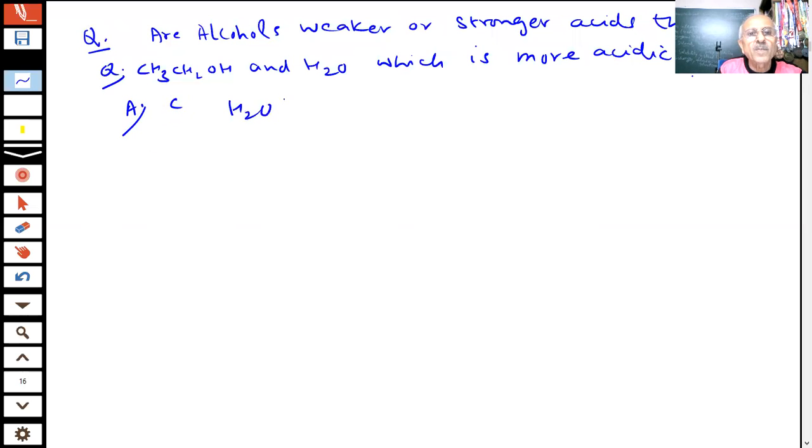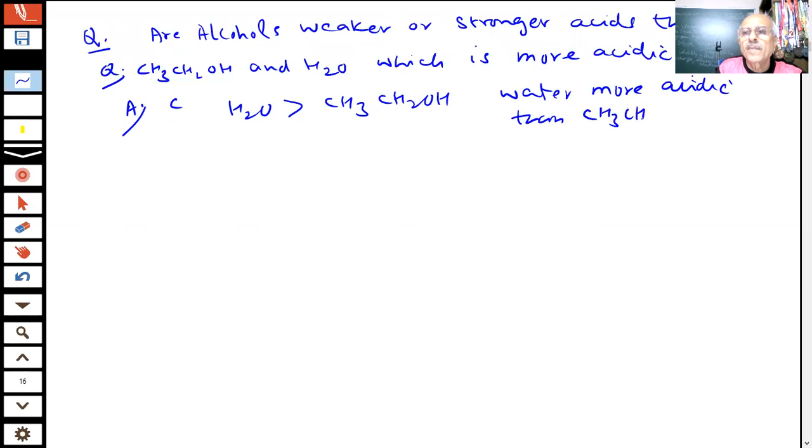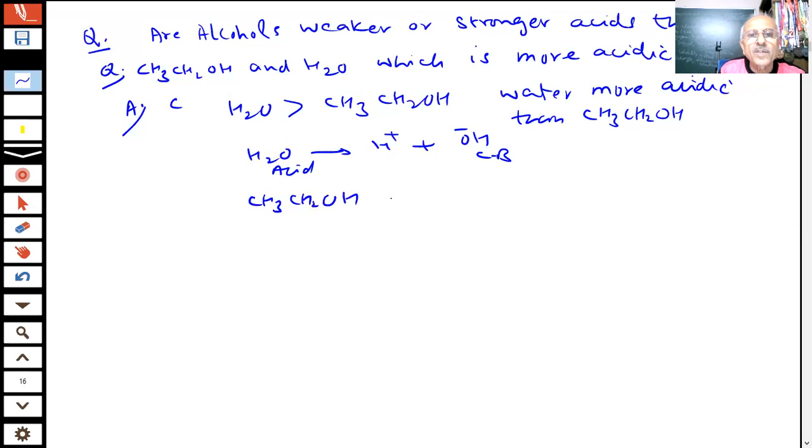What is the answer? In this case, water is more acidic than CH3CH2OH. Why? What is the reason? What happens if water is ionized? If water ionizes, what does it give? H plus and OH minus, the conjugate base. If CH3CH2OH ionizes, what is the result? CH3CH2O minus, the conjugate base.